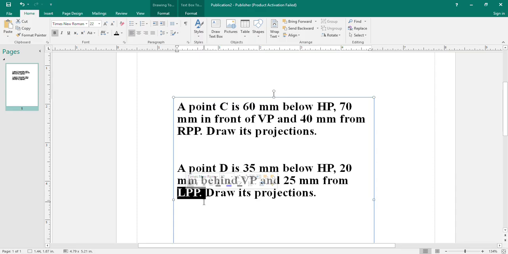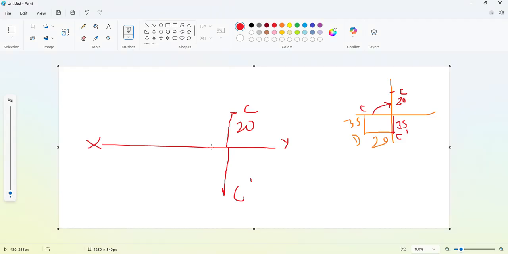So again this is our XY line, at a 20 mm distance we have our top view, and at 35 mm distance we have the front view. The point is 25 mm from LPP, on the left projection plane, so we have to consider the right side view. So the reference line will be at a distance of 25 mm. Now you have to draw a reference line which will be x1 y1. Now you can again follow the same steps as we have done earlier.